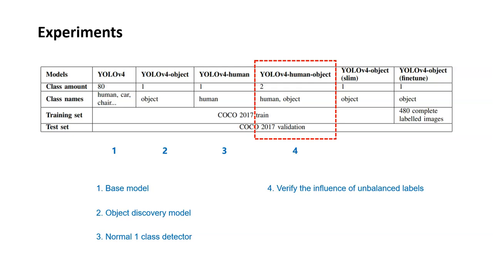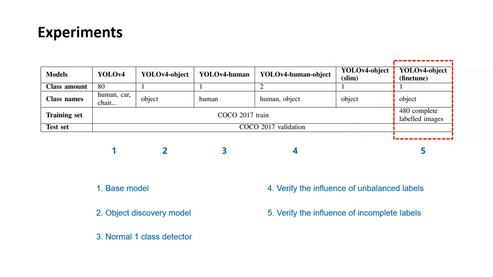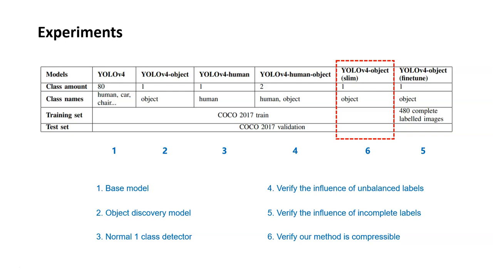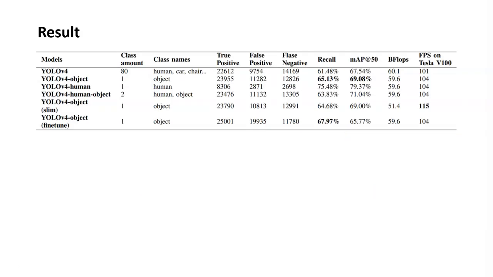Concretely, YOLOv4-human-object detects two classes and aims at removing the dominant class human from the rest of all classes. In this case, the unbalanced distribution of training samples is greatly alleviated. In response to the problem of incomplete labels in the COCO dataset, the fine-tuned model is designed and trained with 480 images that have been completely labeled. Finally, we proposed the slim version of YOLOv4-object by pruning the channels of some convolutional layers near the output layer. The experimental results are shown in the table.